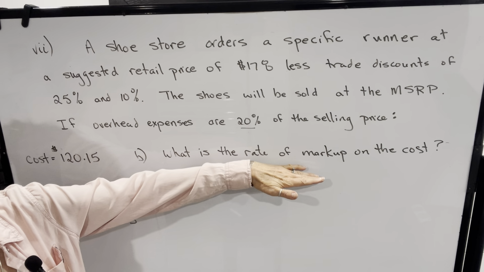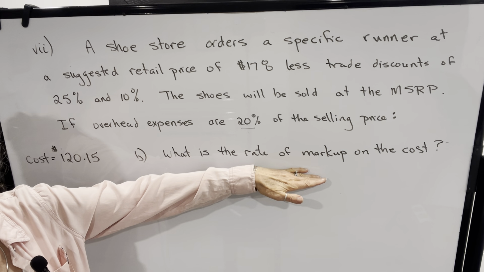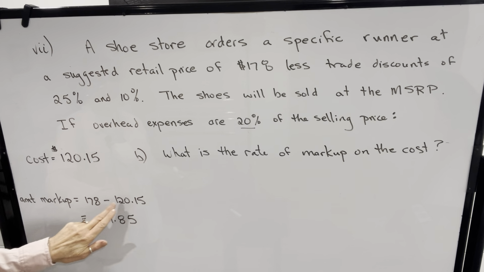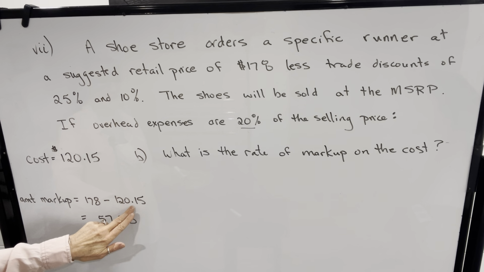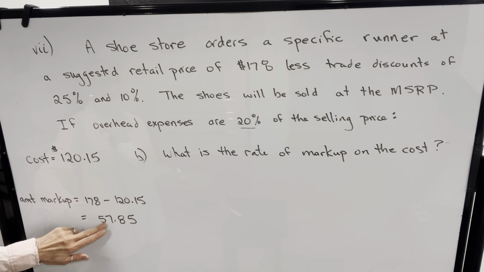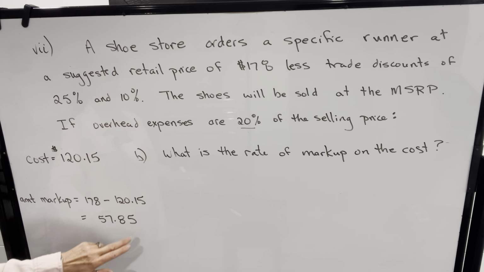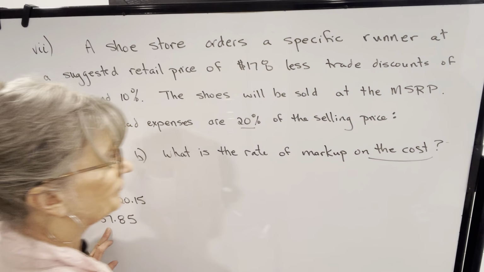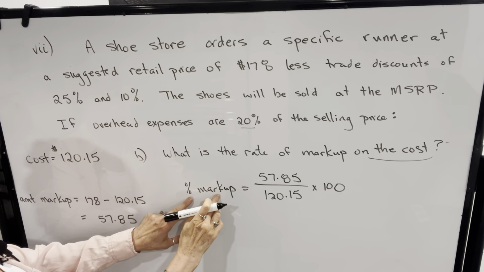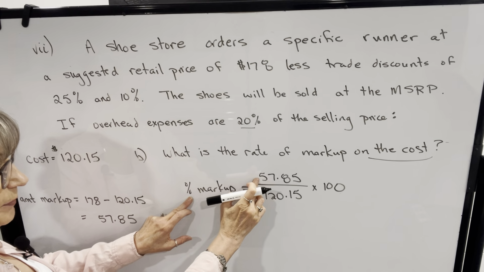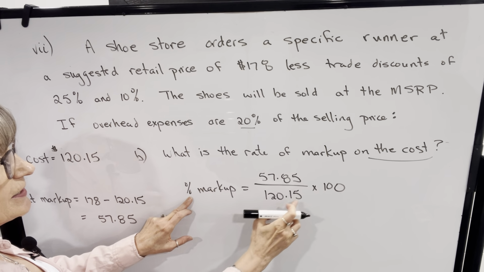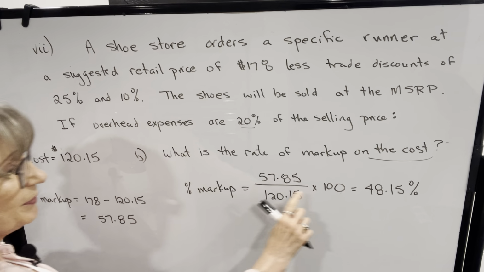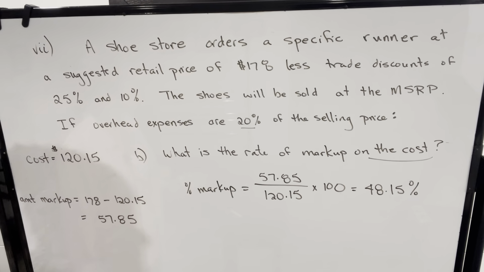The next part of the question asks, what is the rate of markup on the cost? Before we find the rate of markup, which is a percent, we need to find the amount of markup. And the way that we do that is we take the selling price of 178, subtract the cost of 120.15. So the amount of markup is $57.85. So we want to find what percent that is based on the cost. So the rate of markup is the percent markup. It's going to be the amount of markup of $57.85 divided by the cost times 100. So the percent markup is 48.15%.